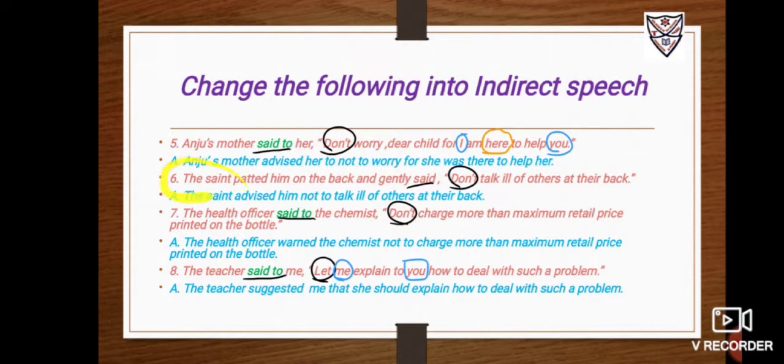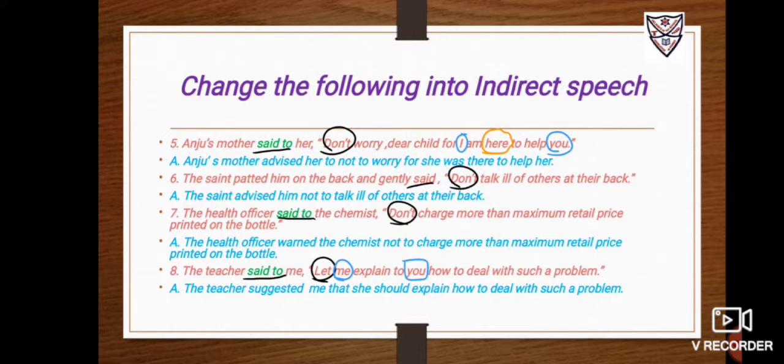Okay. This is there. Now next thing, go for the pronouns. So the saint is the speaker, circle it. And him is the listener, we will box it. Now inside the inverted commas there is no pronoun except the third person pronoun that is there. But it is third person, so it won't change. So it will remain as it is. There is no nearness, so we'll start it. Because it is don't, so we'll use not to. So it is the saint advised him. Okay. Patted gently and said, so you can say suggested him or advised him. Not to talk ill of others at their back.